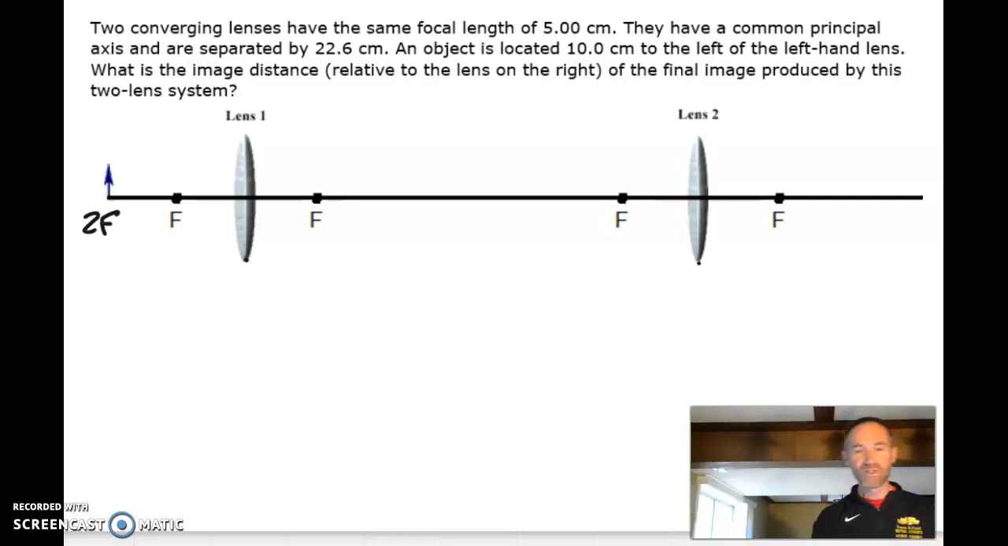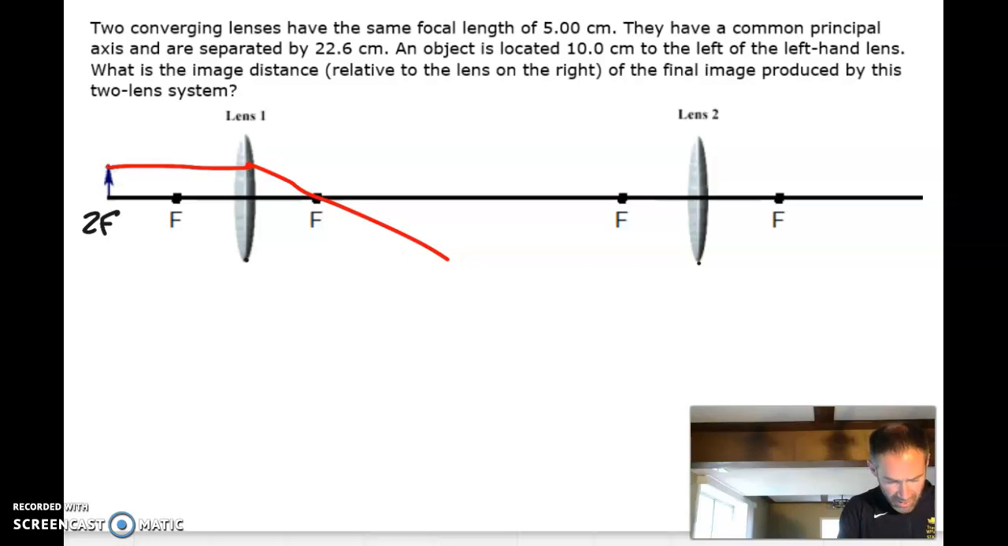Now you can remember 2F is a special point in terms of magnification. I'll bring that up at the end of this example. And it says, what's the image distance relative to the lens on the right of the final image produced by this two-lens system? Well, similar to that example that I just showed you, we could go ahead and draw in the parallel ray.